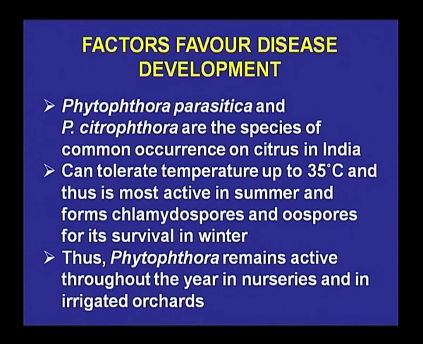Then we will discuss the factors which favor the disease development of Phytophthora. Phytophthora parasitica and Phytophthora citrophthora are the species of common occurrence on citrus in India. This can tolerate temperature up to 35 degrees centigrade and thus is most active in summer, and forms chlamydospores and oospores for its survival in winter. Thus, Phytophthora remains active throughout the year in nurseries and in irrigated orchards.